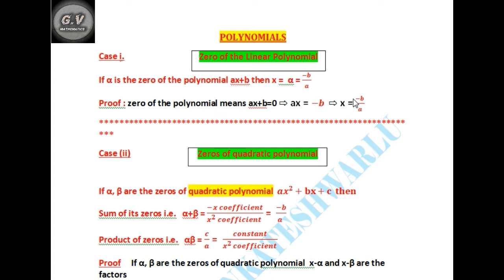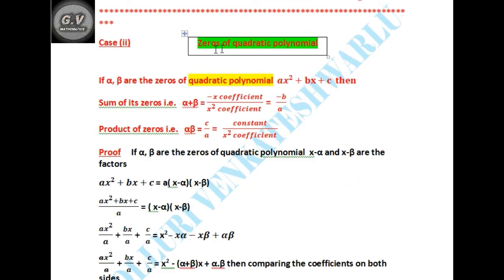Next, in case 2, let us discuss the zeros of the quadratic polynomial, the relation between zeros and coefficients of the quadratic polynomial. Look here. What is the standard form of a quadratic polynomial? Ax square plus bx plus c is the standard form of a quadratic polynomial, a second degree polynomial.